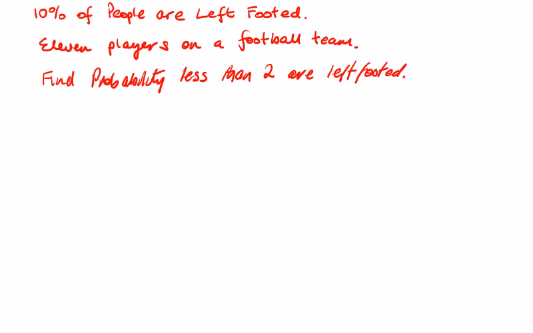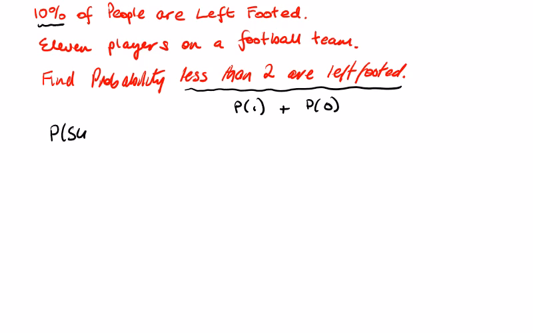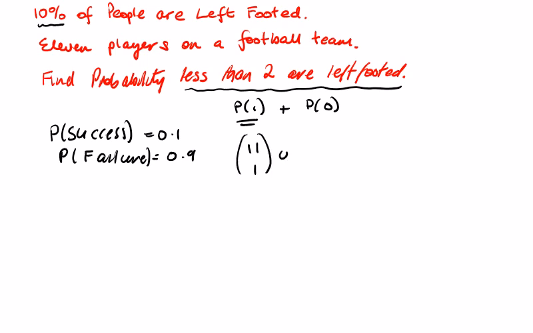Okay, if we look at a question like this: 10% of people are left-footed, 11 players on a football team. Find the probability that less than 2 of them are left-footed. So the probability that less than 2 are left-footed is the probability of 1 or the probability of none. So we've got to find both of these. 10% are left-footed, so we'll call success left-footed. The probability of success is 0.1, so the probability of failure is 0.9. So we start with the first one. Out of the 11, we want one of them to be left-footed, so we're looking at success to the power of 1 by failure to the power of 10.